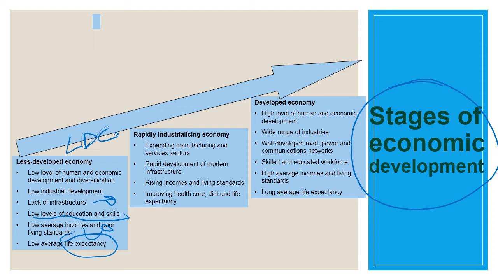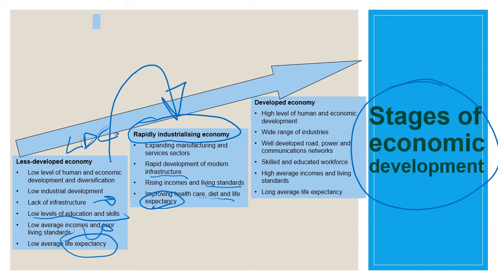Okay, now I have rapidly industrializing economies, or I can call them developing countries in a way. It means they are expanding or manufacturing their services sector, so they don't rely a lot on the agricultural sector. Okay, they rely more on the services. Rapid development of modern infrastructure, rising incomes and living standards, and improving healthcare, their diet, and the life expectancy. So here it means that they are becoming better.